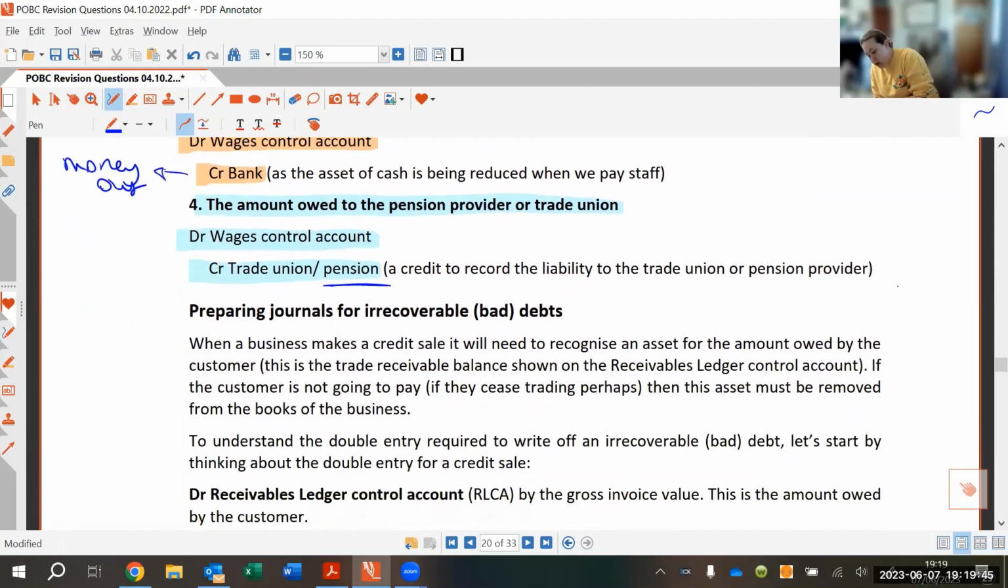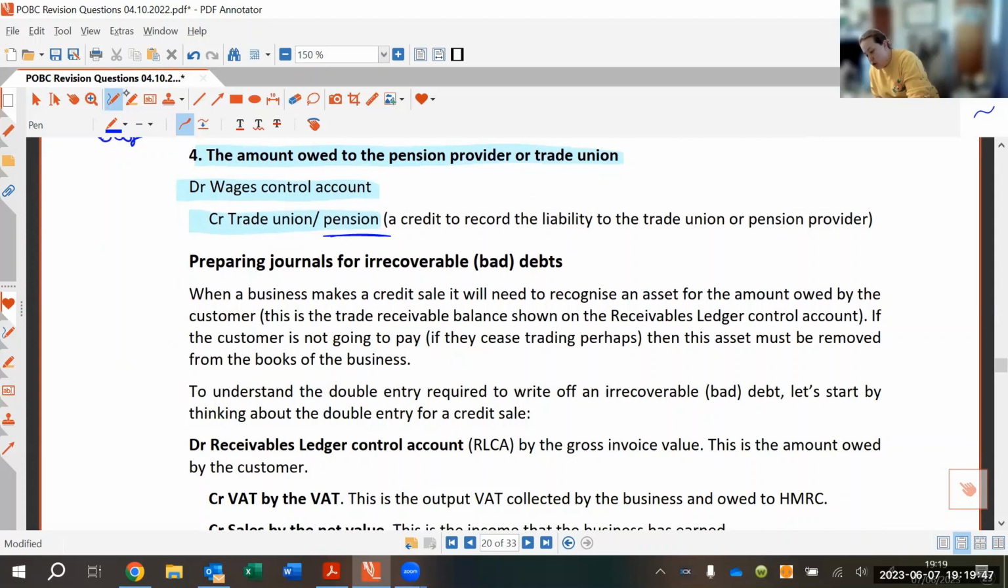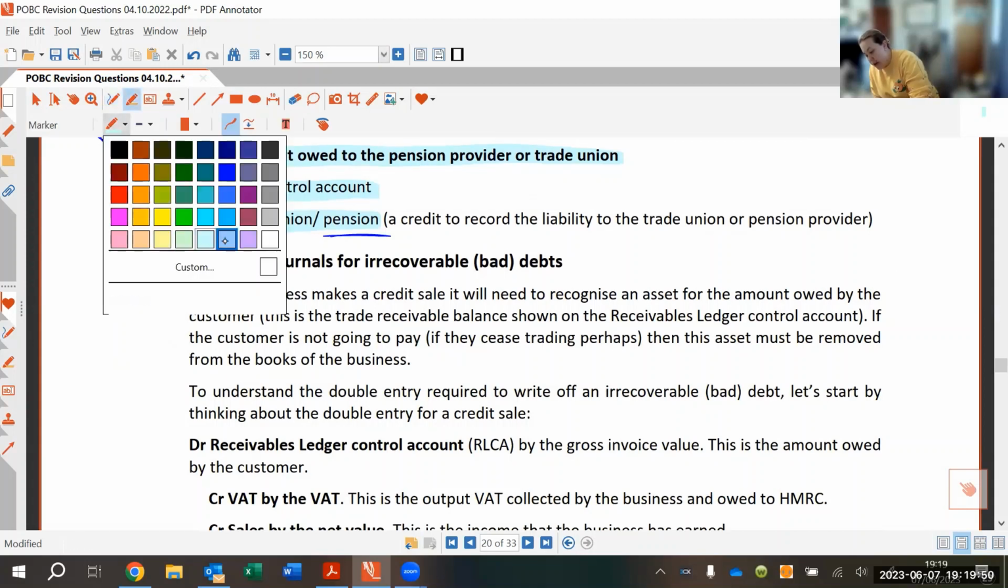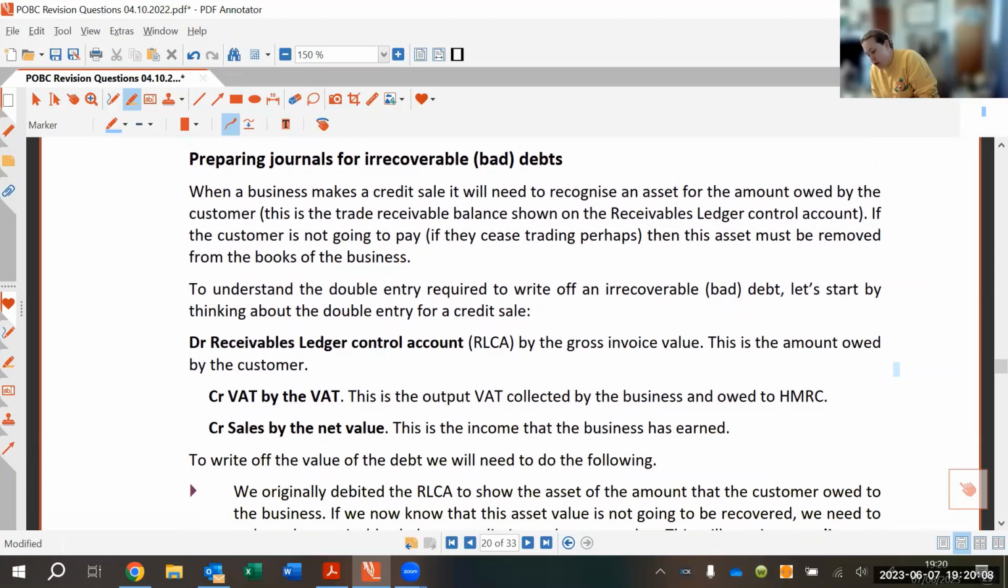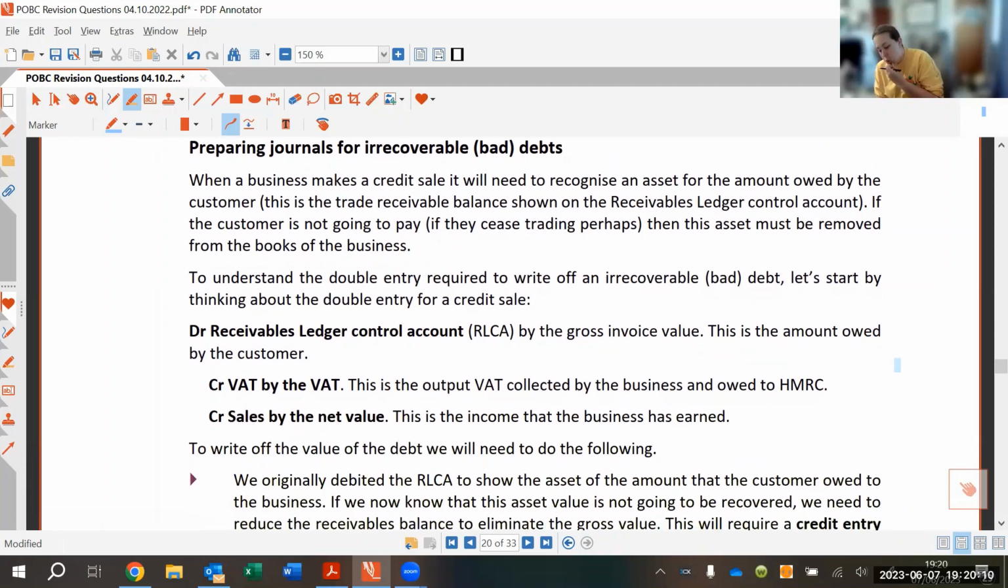The other thing they can ask you to do is, you may be asked to do a bad debt write-off. So the double entry for this is very, very standard. It's the same process every single time. We're not doing anything different depending on the type of bad debt that it is. There's only one thing that we have here. So if we think about what we do with a bad debt journal, the first thing to think about is what would we normally do to record a sale, which is what we've got here.